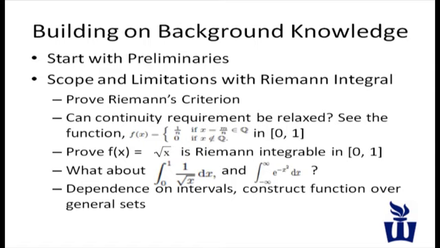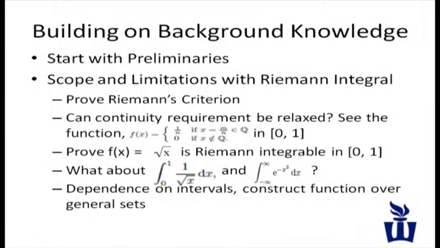Then can they prove f of x equal to radical x is Riemann integrable? So I'm looking at how they handle the square root. Will they do the partition using the squares? What about this kind of interval where they either have a discontinuity or they have an improper integral with the intervals? So I asked them about how this whole idea depends on the intervals, about the functions.